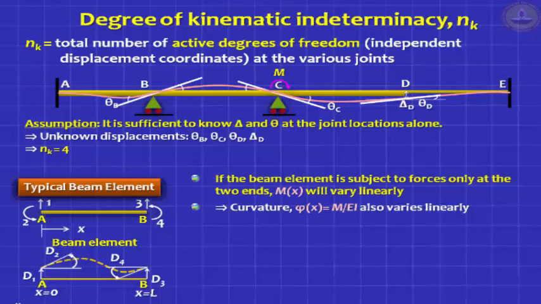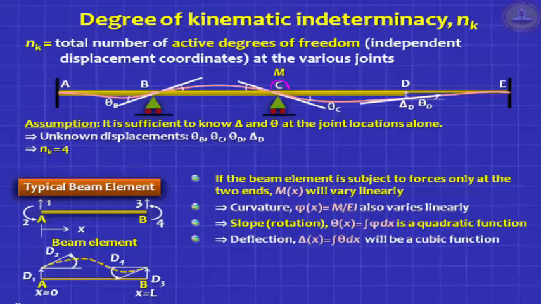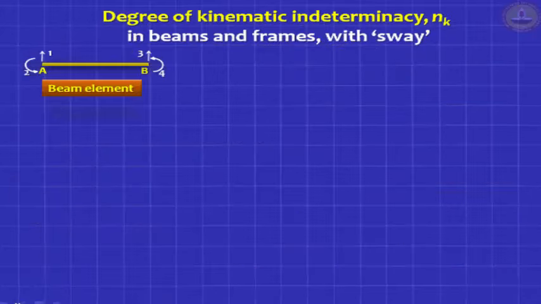If the curvature varies linearly, then how will the slope vary? The slope will be available on integration, and you will get a quadratic equation. If the slope varies to the second order, how will the deflection vary? Again, you integrate once more, you get a cubic function. So this is a proof why unknown displacements need to be restricted only to the joints. You don't have to worry about what's happening in between, and that's a basis for kinematic indeterminacy.